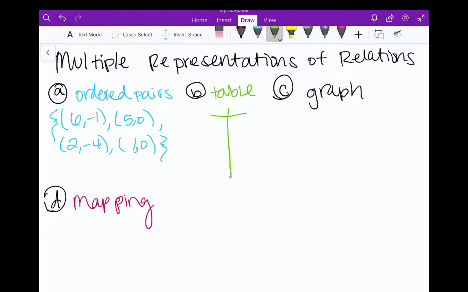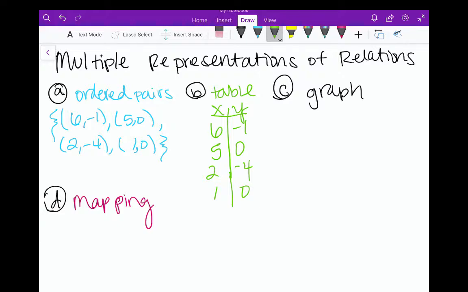Now I could put that in a table. If I wanted to make a table, I would have an x column and a y column. The x value of the first coordinate is 6. The y value is -1. The next is 5 and 0, 2 and -4, and 1 and 0. So there are my 4 points represented in a table.